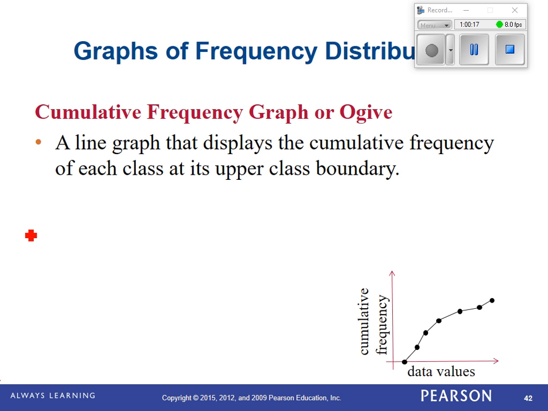So an ogive, all it is, it's a line graph. Notice, it's not gonna do the same thing as the polygon. It's never gonna come back down. It's just gonna keep going up. And as it keeps going up, whatever this last one is right here, that should be the total number of pieces of data that you have in your entire set.